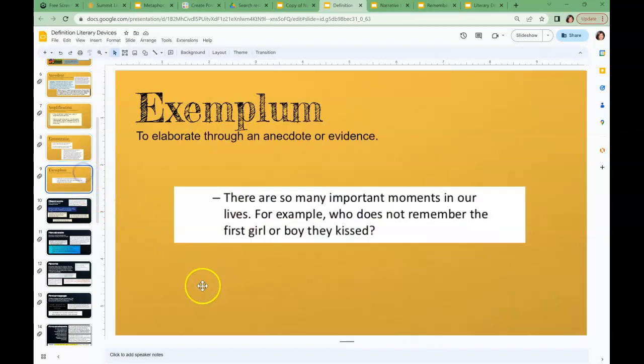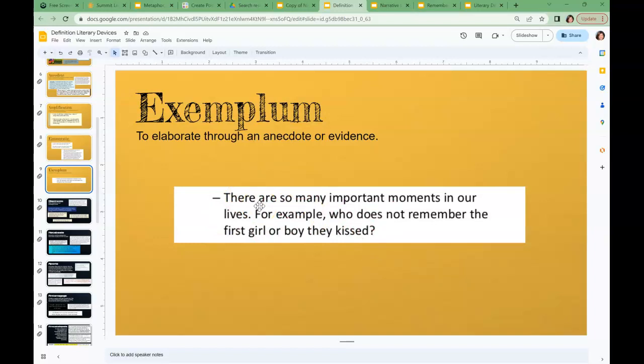And then the last one, exemplum, it's when you have a concept and you elaborate through an anecdote or evidence. There are so many important moments in our lives. For example, who does not remember the first girl or boy or person that they kissed? And so it comes up with a concept and then it uses an example, it's sort of anecdotal, but it feels more like an example because it's hypothetical, to help us better understand the initial concept.